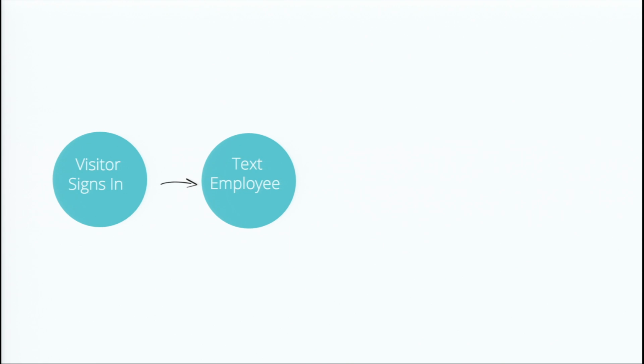So then the next step is they need to reach the employee that they're there to see. So you can call them or you can text them. Somehow you need to get the person that they're visiting out to the front.